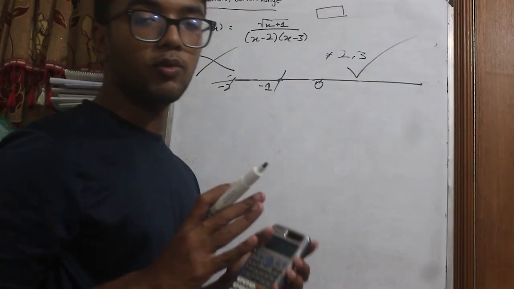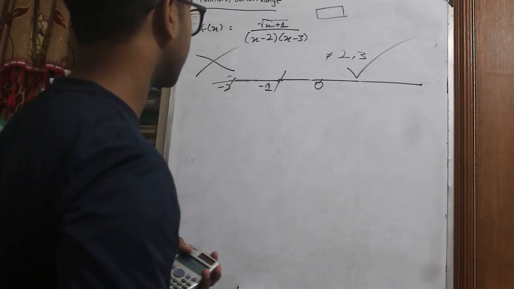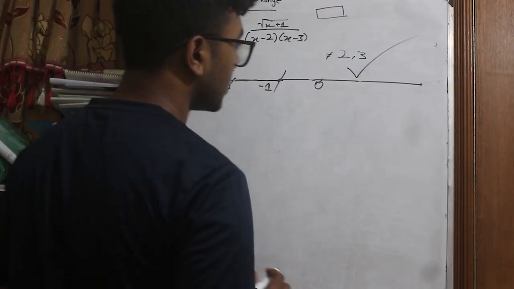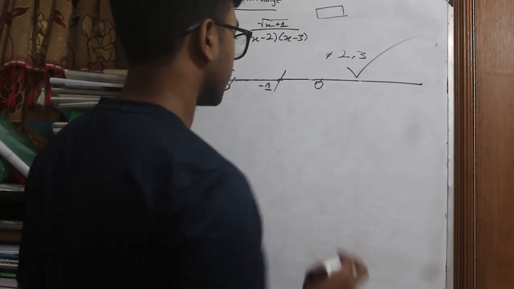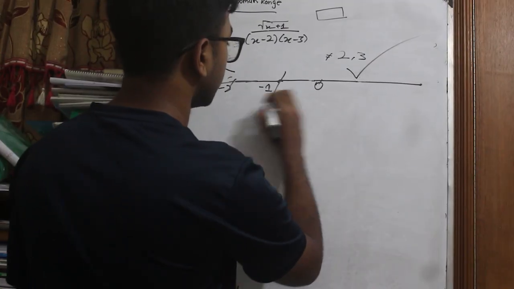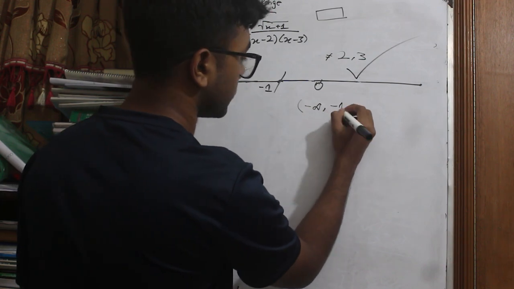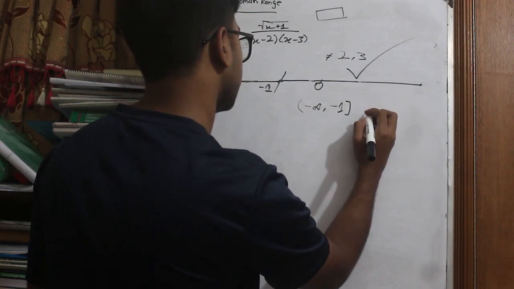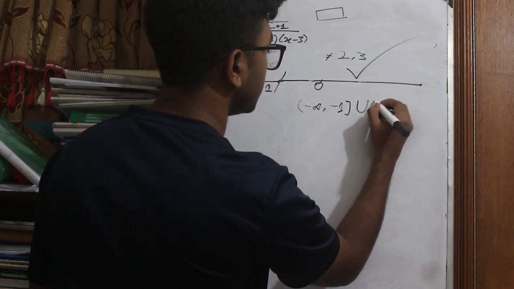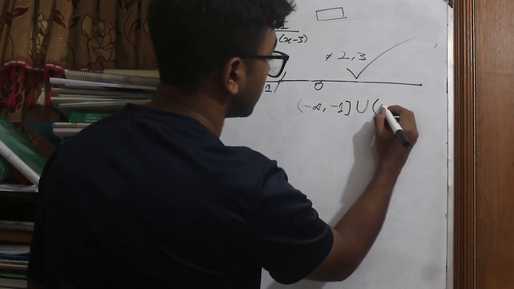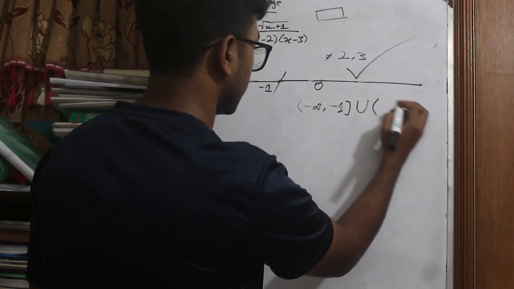So, what is the domain in this case? This one is interesting because we really can't unite it all together. If we just write it informally, it's going to be minus infinity to minus 1, union, 0 to 2.